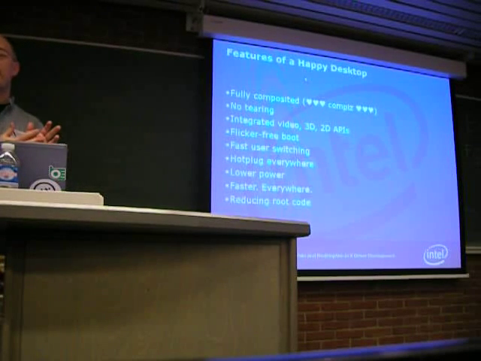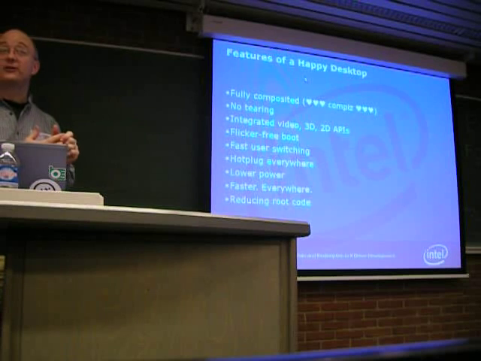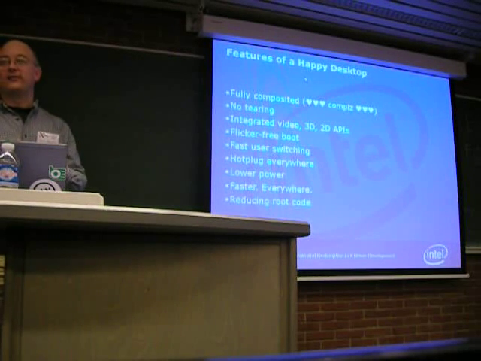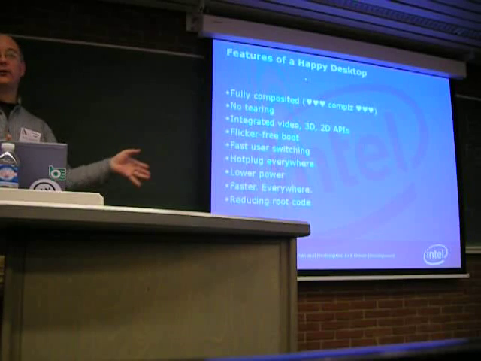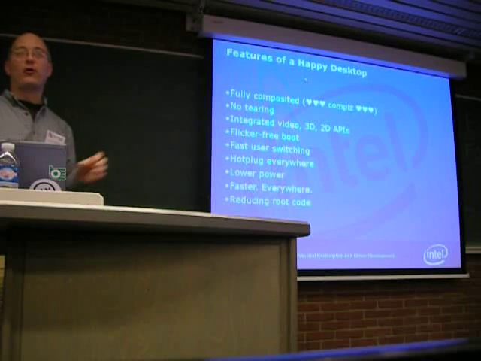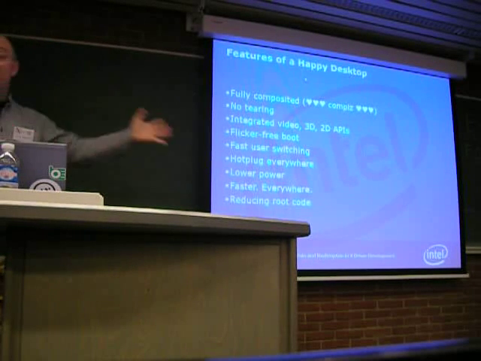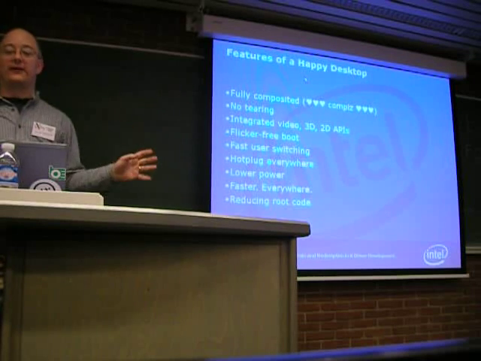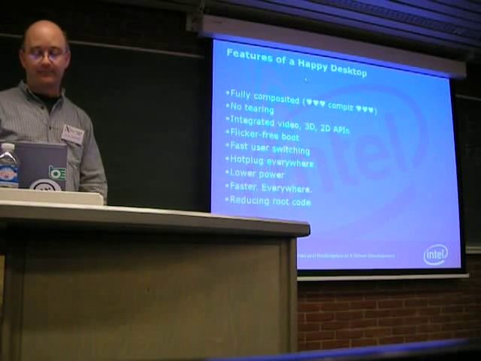When people talk about Mac OS X and how clean and fast it looks, the actual performance of the Mac OS X desktop is dramatically lower than Windows or Linux. It looks better because it doesn't tear. There are no partial updates. And we can get there. We've seen it in a lot of demos, but we haven't seen it for the entire Linux desktop. So we want to clean that up.